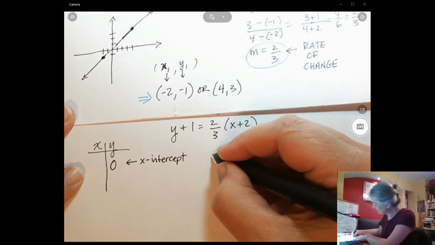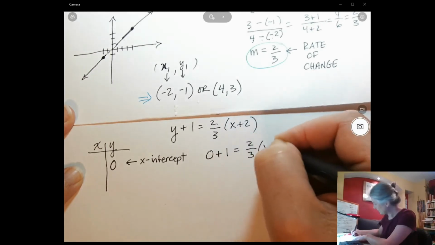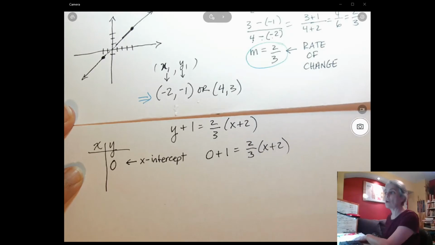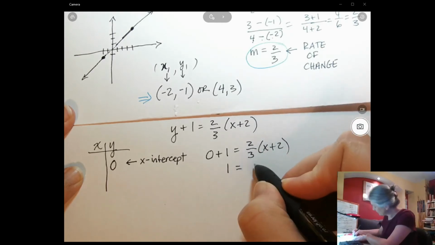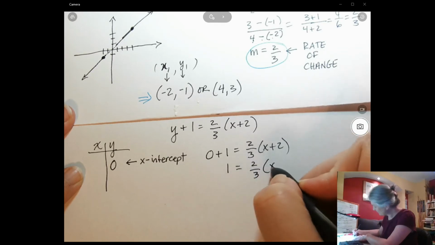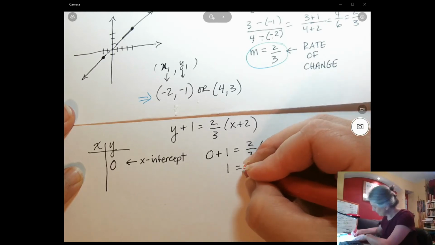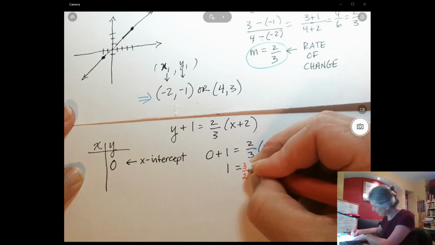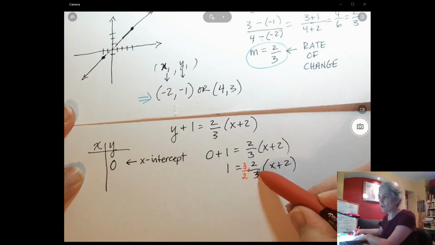So let's do this. If y is 0, we're just going to set this equation to 0 plus 1 is equal to 2/3 times x plus 2, and we need to solve it. So 1 equals 2/3 times x plus 2. Now, what's really cool is you can multiply by the reciprocal. We're just going to multiply both sides by 3/2. We're multiplying by the reciprocal of this fraction 2/3.